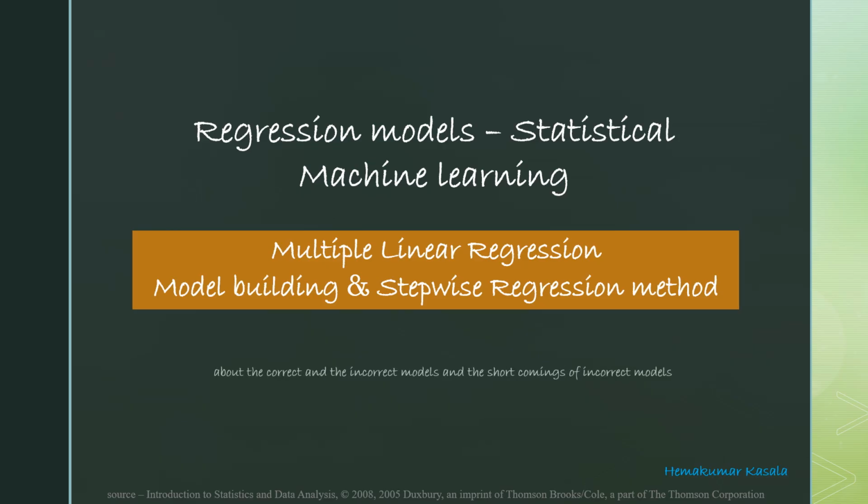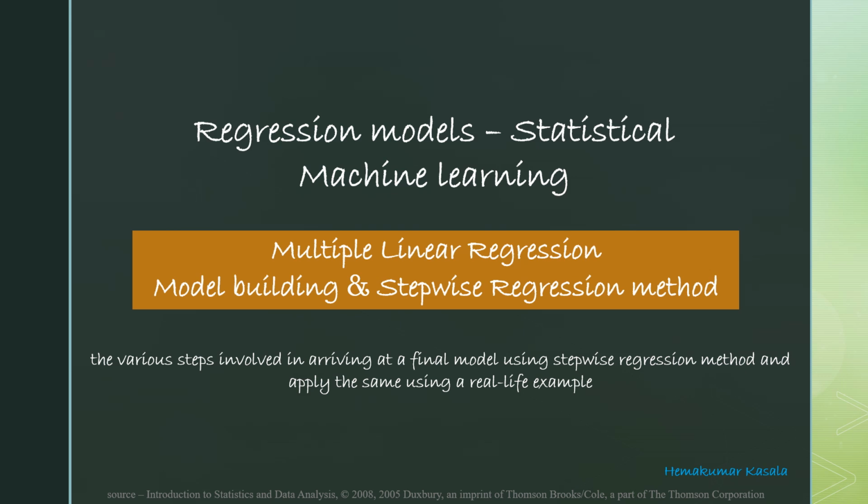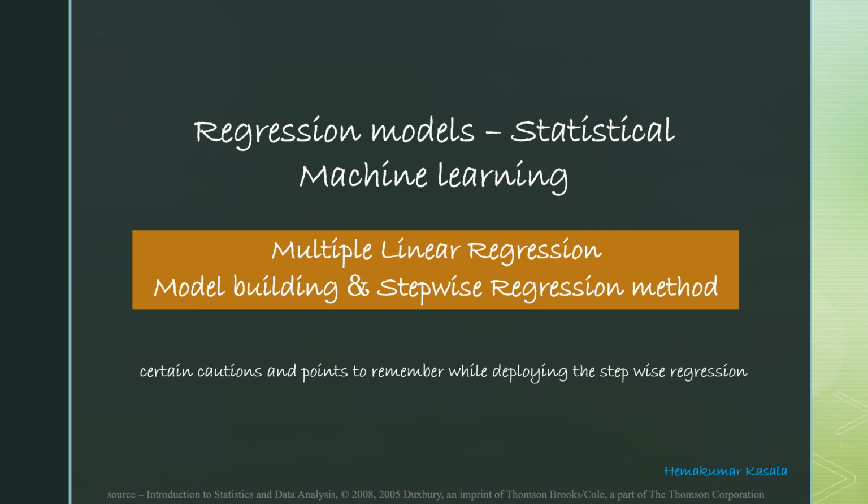In this part of the video, we learn about the correct and the incorrect models and the shortcomings of incorrect models. We learn about two model building methods and focus on one of them, namely the stepwise regression method. We learn in detail the various steps involved in arriving at a final model using the stepwise regression method and apply the same using a real-life example. And finally, we touch upon certain cautions and points to remember while deploying the stepwise regression method. Let's get into the video.